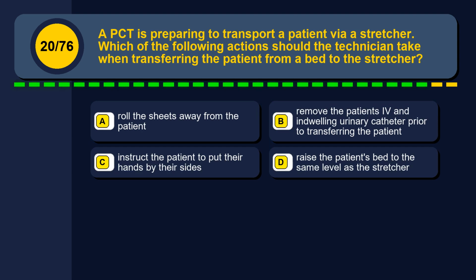Question 20. A PCT is preparing to transport a patient via a stretcher. Which of the following actions should the technician take when transferring the patient from a bed to the stretcher? Option A. Roll the sheets away from the patient. Option B. Remove the patient's Foley and indwelling urinary catheter prior to transferring the patient. Option C. Instruct the patient to put their hands by their sides. Option D. Raise the patient's bed to the same level as the stretcher.